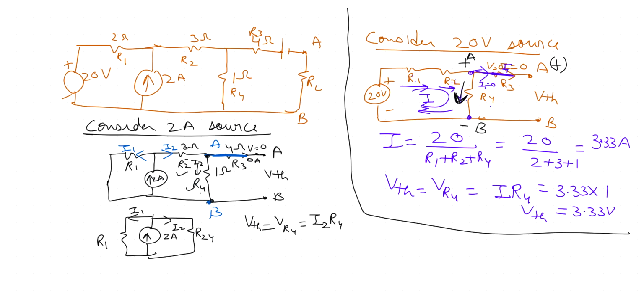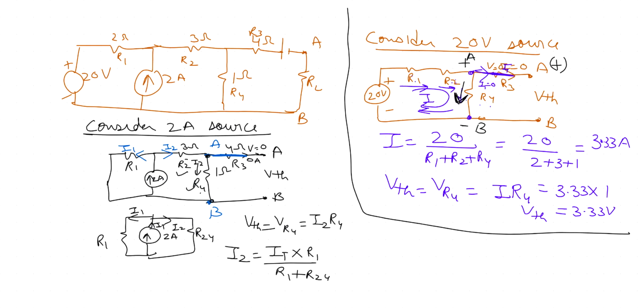So using the current divider rule, I2 will be I total, that is 2 ampere, multiplied by R1 divided by R1 plus R2, R4. Just make sure you note that in this branch there is a 3 ohm resistor and a 1 ohm resistor. These two are in series, so that forms R2, 4. So here you need to consider both together because it's considered as one single branch.